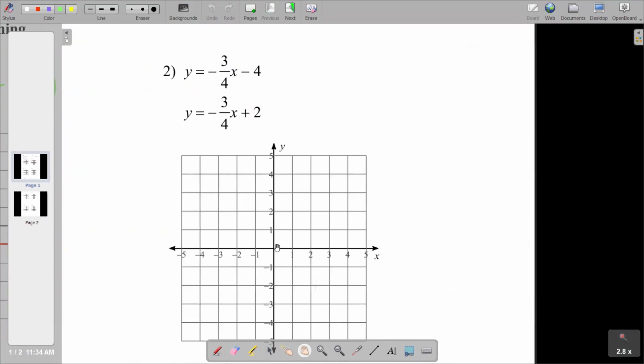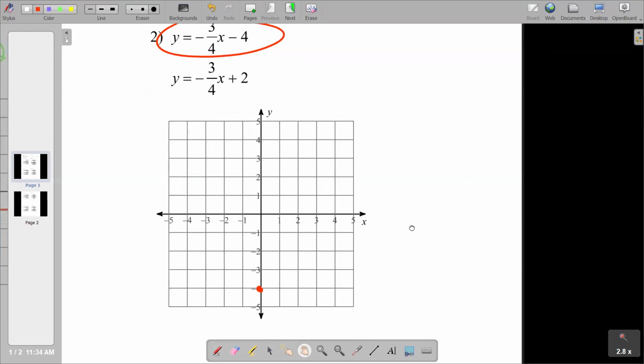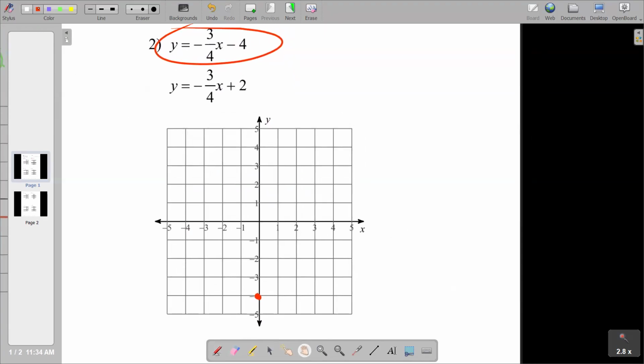And let's graph the lines. So again, I'll color code them for you. Let's do the red line first. Where does he begin? -4 on the y-axis, so down 4. And what's his slope? Down 3, right 4. Right. Left 4. Down and right for sure.